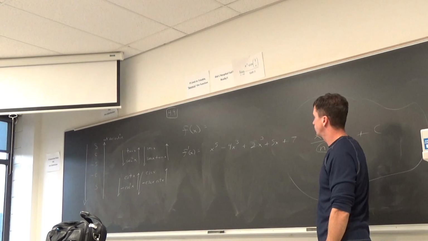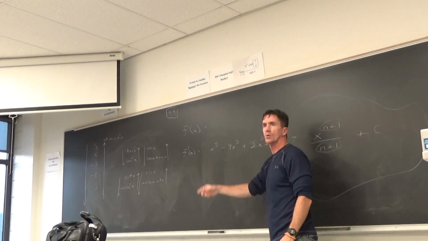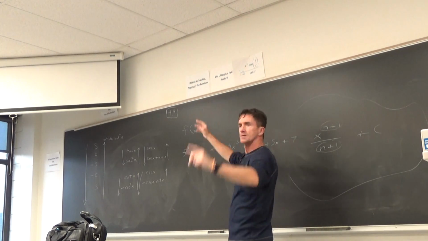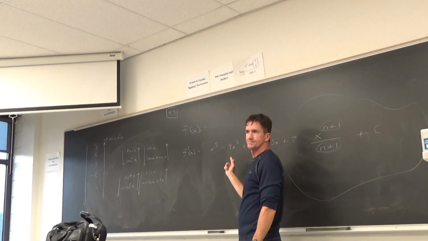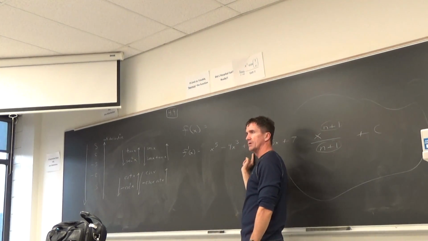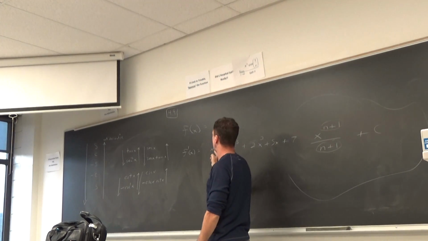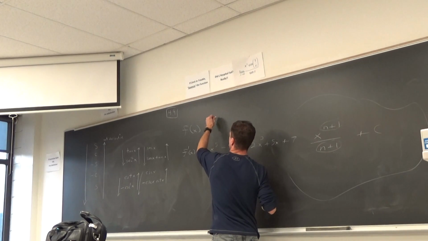Alright, we gotta do all 5 of these, and we're gonna find the antiderivative. This is called a polynomial. Each one of these is a monomial. We'll do each monomial separately. What would x to the fifth become? X to the 6th over 6. Good job.